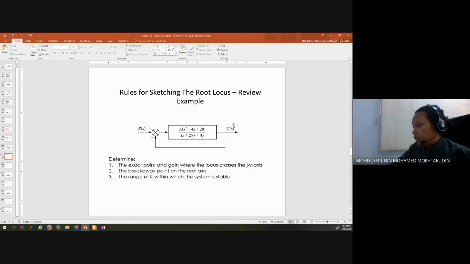Same thing, you are given a block diagram. This is unity feedback, with feedback transfer function H(s) equals 1, and the top one is G(s). The question is quite standard. The first part asks you to find the exact point and gain where the locus crosses the jω axis, then find the breakaway point on the real axis, and also the range of K for the system to be stable. Let's look at how to answer this question.